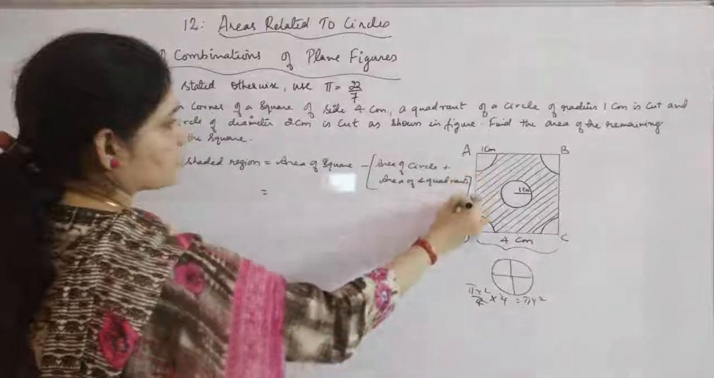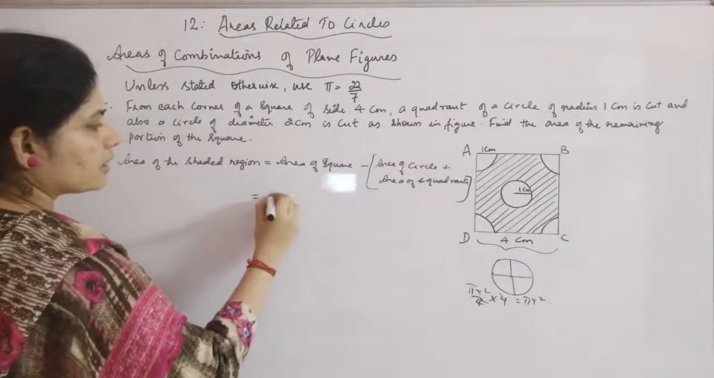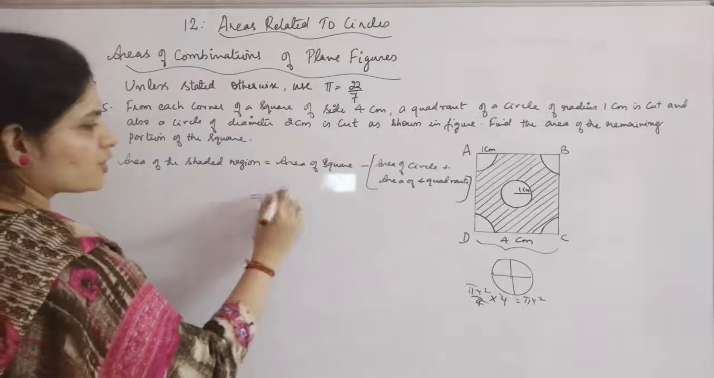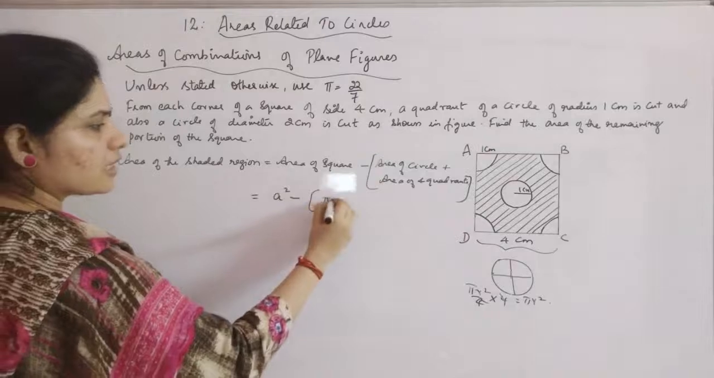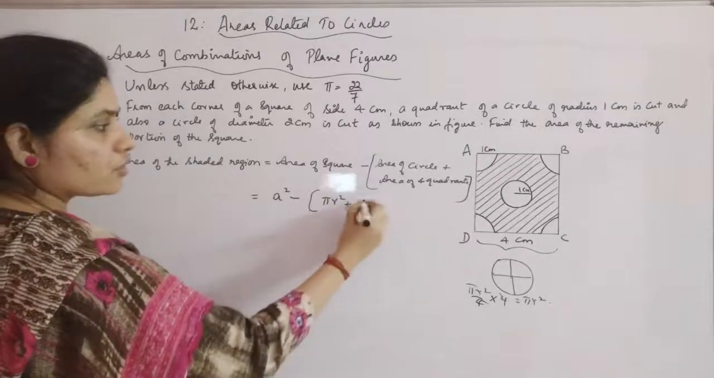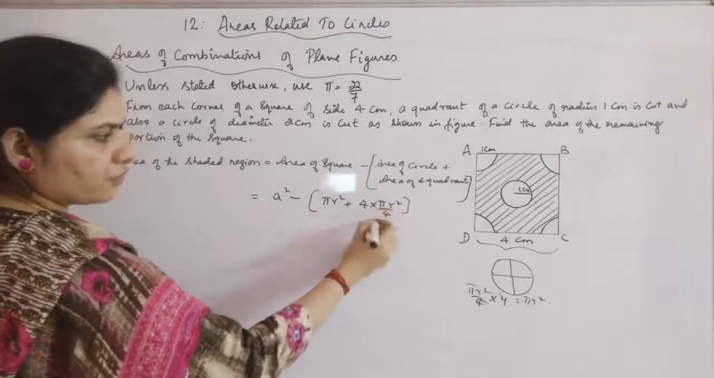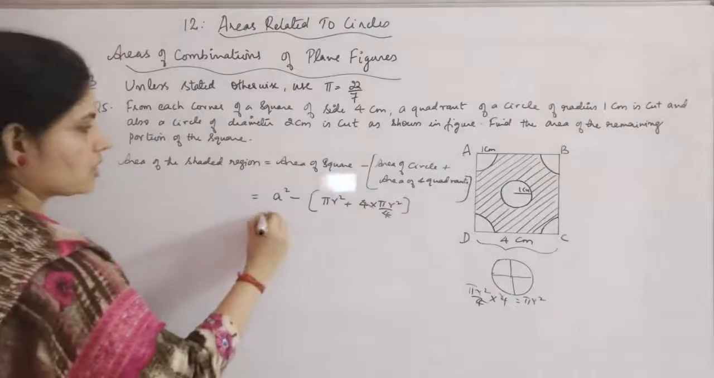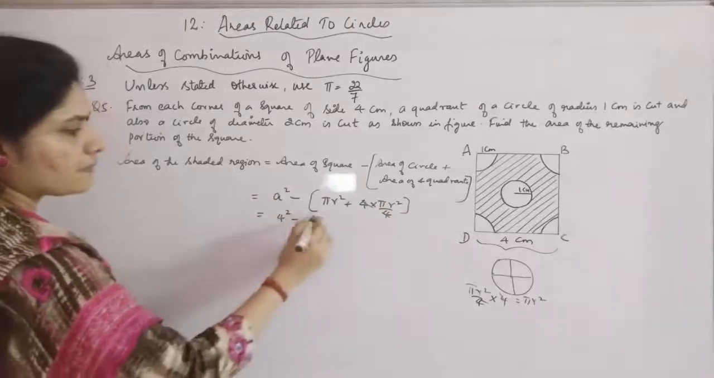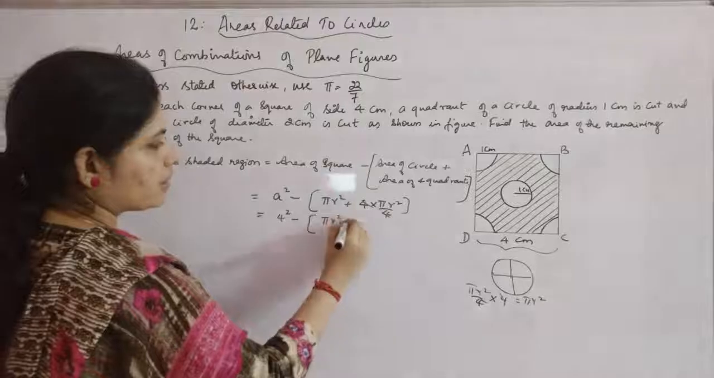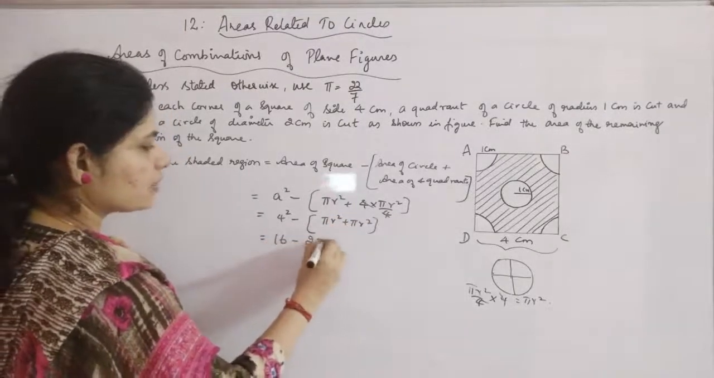Okay. So area of square is a square, or you can say 4 square, minus area of circle, which is pi r square, plus area of 4 quadrants, which will be 4 into pi r square by 4. So again you will get pi r square. So a square means it is 4 square minus pi r square plus pi r square. So I can write it as 16 minus 2 pi r square.